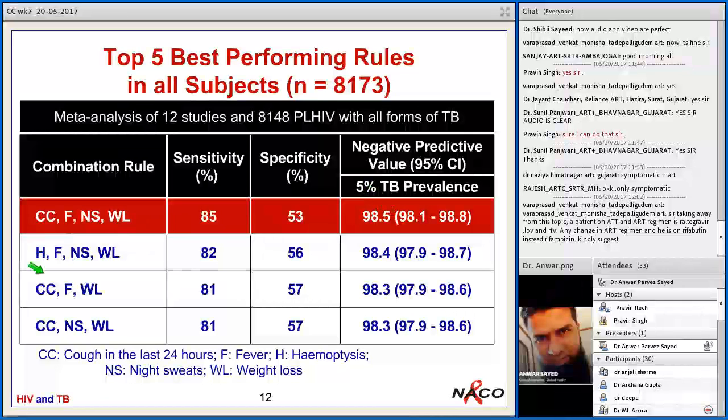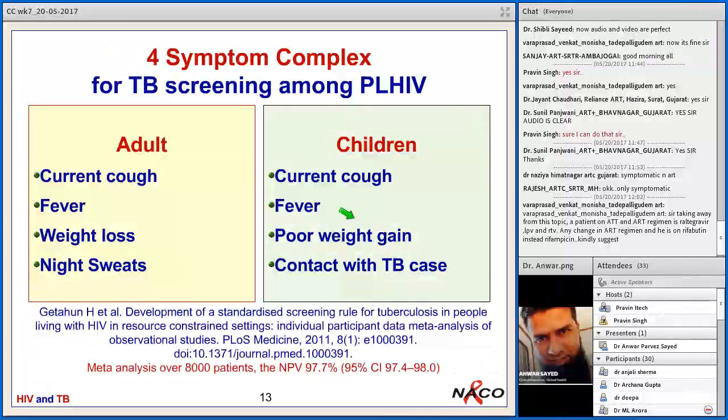If you add X-rays to this, if you add other things to this, then again this sensitivity will increase more. That means there is no current cough, no fever, no night sweat, no weight loss, and X-ray is normal, then chances of not having TB disease might be 99%. So in such proportion, this negative predictive value increases.